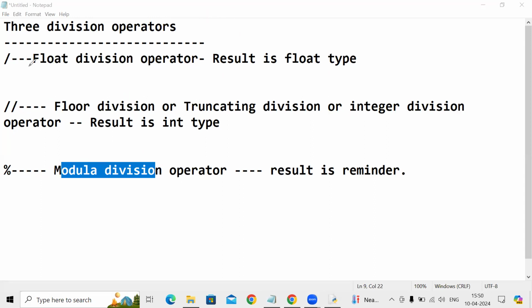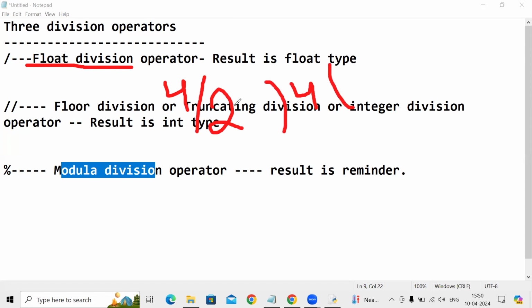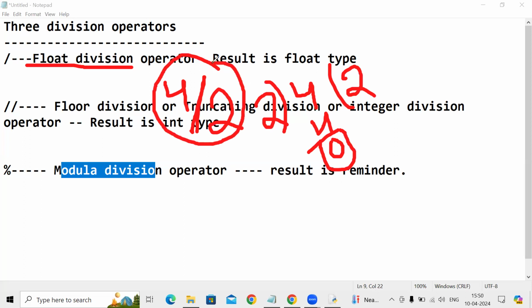Coming to float division first. Suppose, for example, you take 4 float division by 2. Here I am dividing 4 by 2. 4 is divisible by 2: 2 twos are 4, and the remainder is 0. In the case of float division, it takes the result as the quotient. Here we got quotient 2.